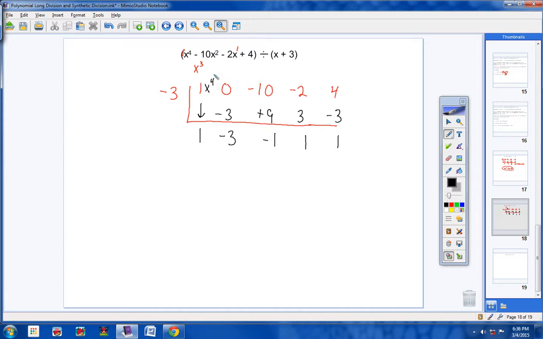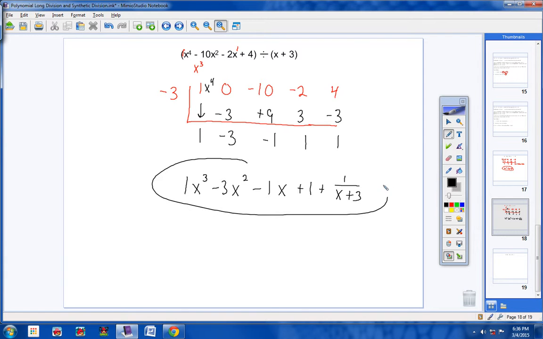Now, this first term right here was a 1, x to the what? 4th. So go 1 less than that. 4 minus 1 is 3. So we're going to start off with a 1x cubed minus 3x squared minus 1x plus 1. Remember, this is your remainder right here, right? So then plus, and your remainder goes over the divisor, x plus 3. That is so much faster than long division would have taken you. One more and we're done.